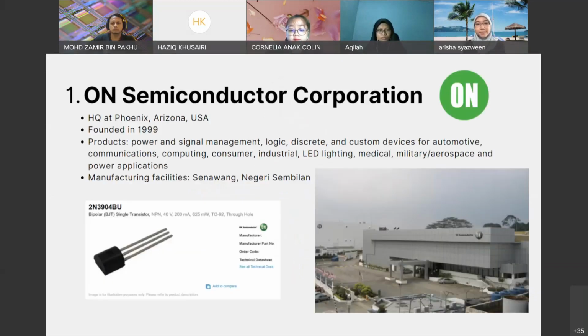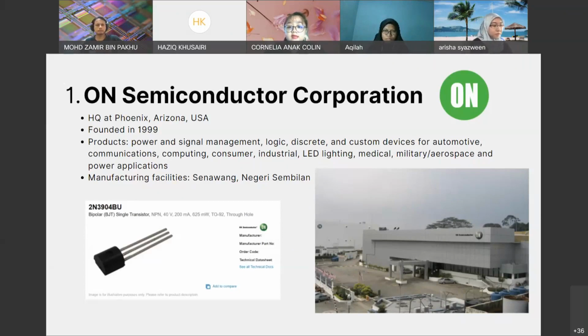The first one is the ON Semiconductor Corporation. Its HQ is at Phoenix, Arizona, USA, and it was founded in 1999. Most of the products they manufacture are power and signal management, logic gates, discrete and custom devices for automotive, communications, computing, consumer, industrial, LED lighting, medical, military, aerospace, and power applications.